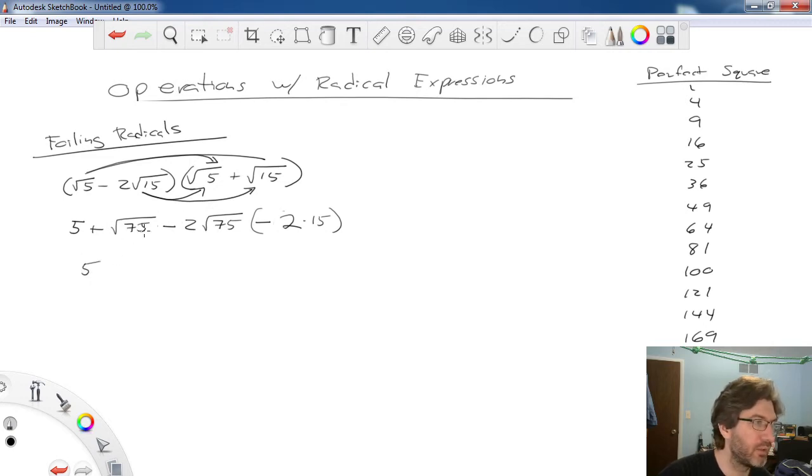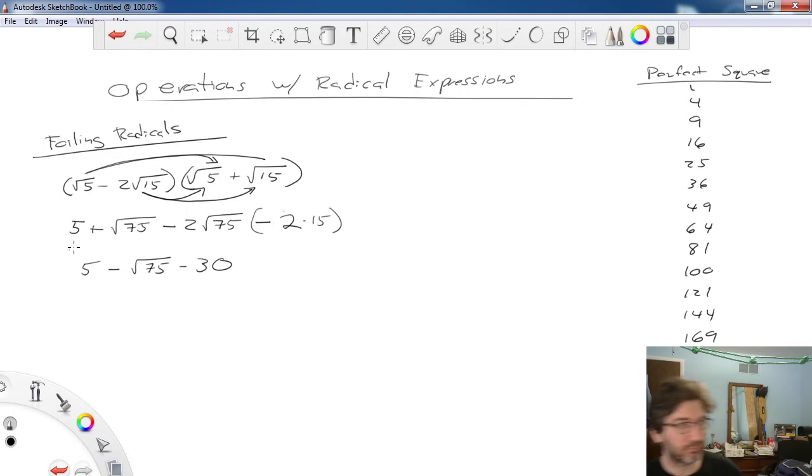I'm going to combine these. I have a positive 1 square root of 75 and a negative 2 square roots of 75, so that's going to become a negative square root of 75. And then over here I have negative 2 times 15, which is negative 30. Here you are more than welcome to combine your 5 and your negative 30 if you want to do that first, or we can reduce this.